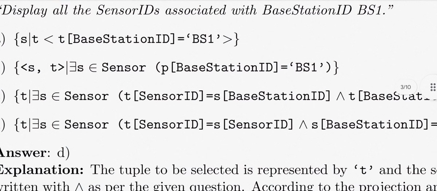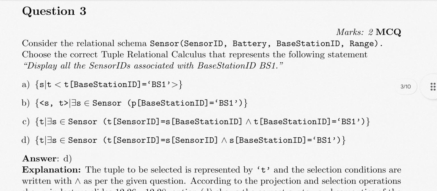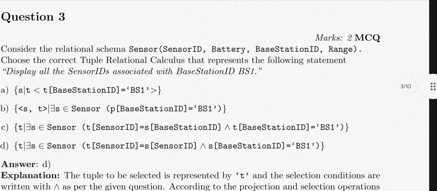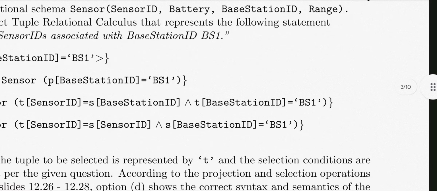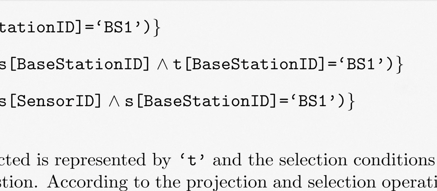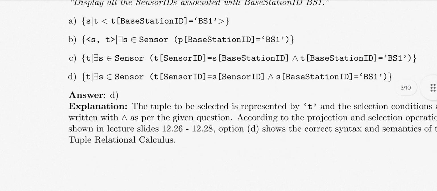That is the basic syntax for tuple relational calculus. And now the other condition is base station ID should be BS1, so S of base station ID is equal to BS1. That's why option D is selected. Moving on to the next question.